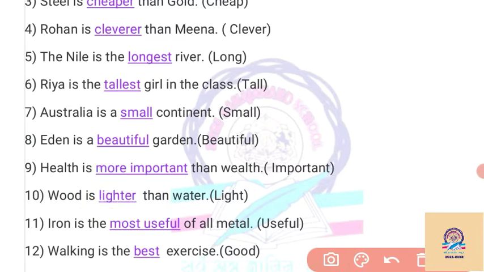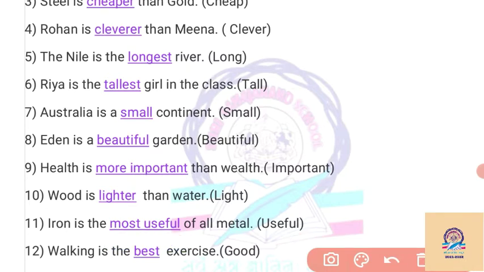Then here, iron is the blank of all metal. We are comparing iron with many other utensils here. So useful, use and full, two syllables is given here in the adjective. So we have to add the word most before useful. So our answer is: iron is the most useful of all the metal.